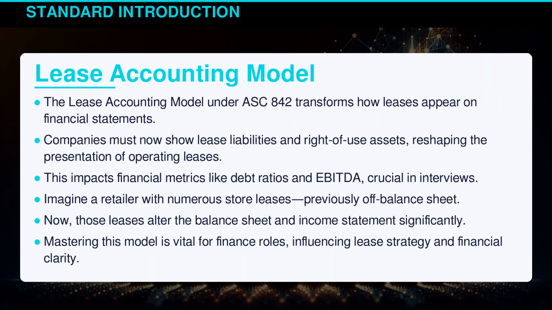The lease accounting model under ASC 842 transforms how leases appear on financial statements. Companies must now show lease liabilities and right-of-use assets, reshaping the presentation of operating leases. This impacts financial metrics like debt ratios and EBITDA, crucial in interviews. Imagine a retailer with numerous store leases, previously off-balance sheet. Now, those leases alter the balance sheet and income statements significantly. Mastering this model is vital for finance roles, influencing lease strategy and financial clarity.